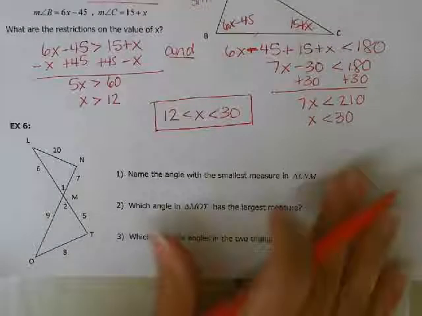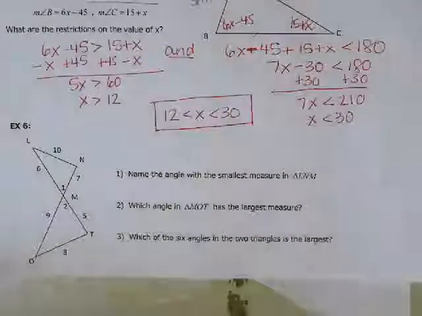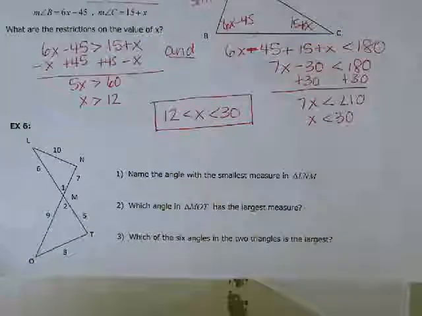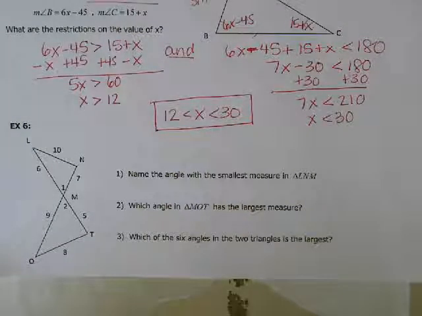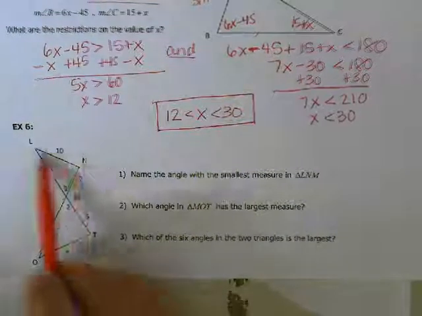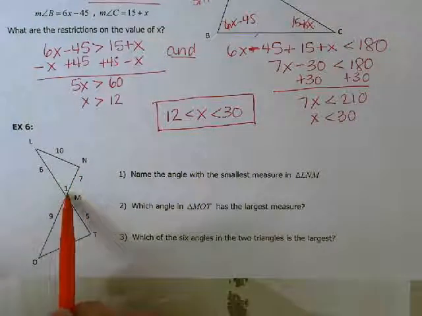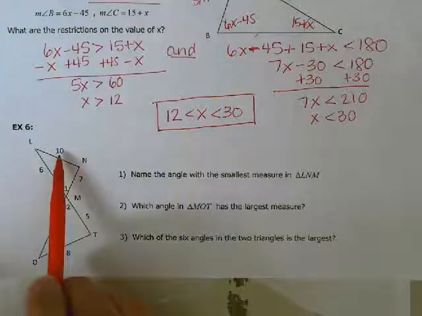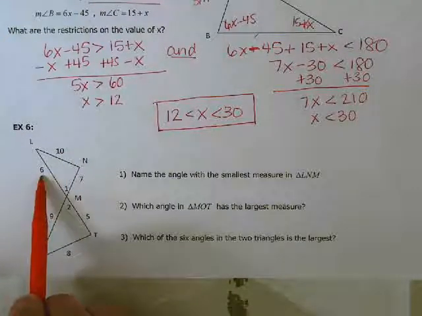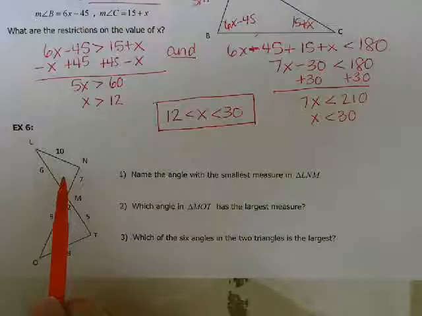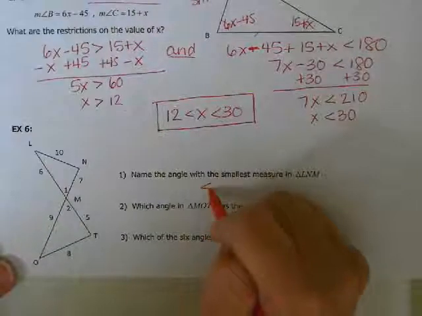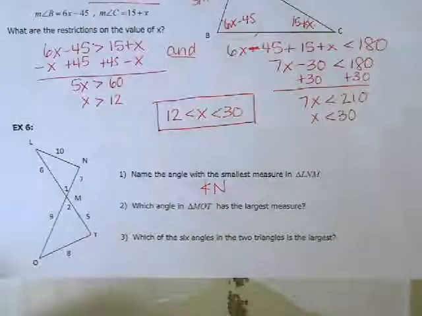All right, so then the last example asks us to name the angle with the smallest measure in triangle LNM. So looking up here at this top triangle, we see that the sides are 10, 7, and 6. In this triangle, the smallest side is 6, even though it doesn't look like it. So then that means that the angle opposite it is the smallest angle. So this one is going to be angle N.